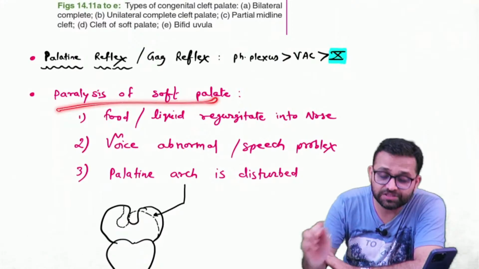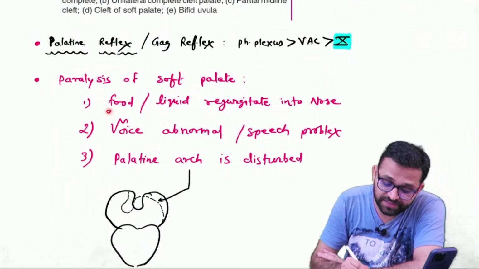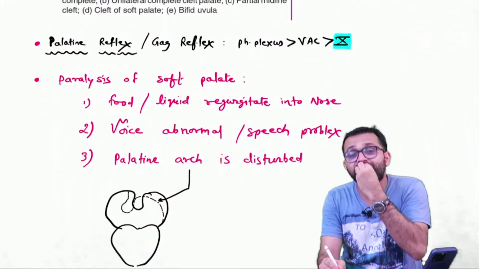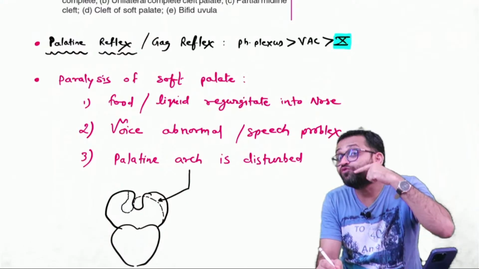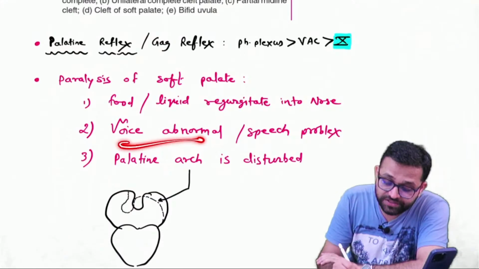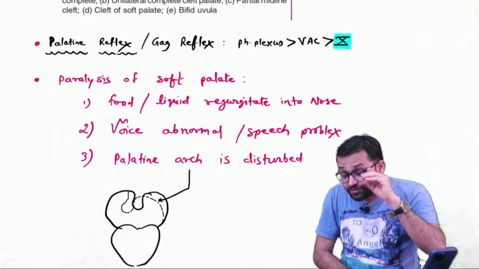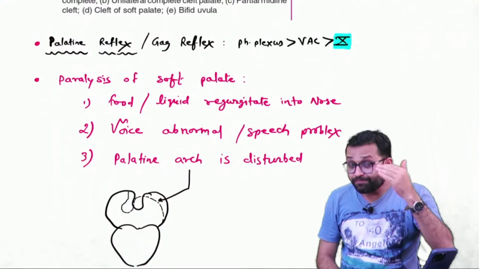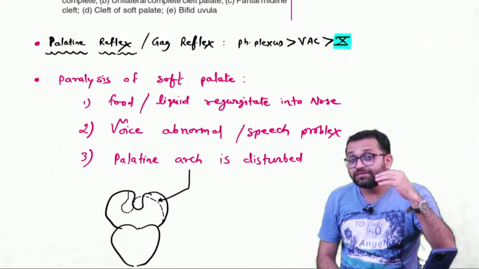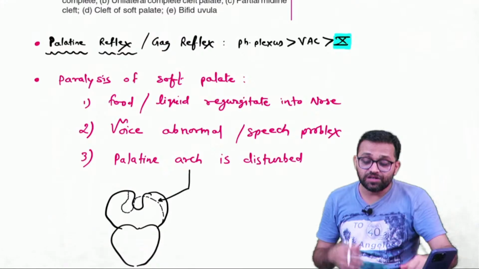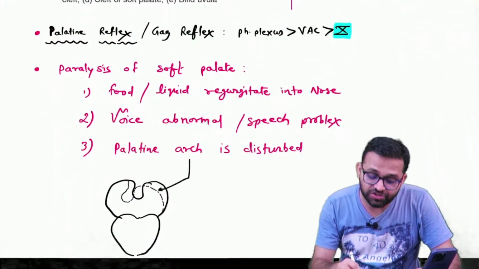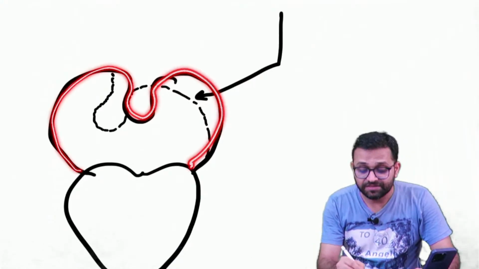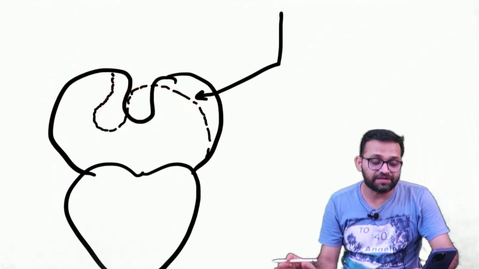Paralysis of the soft palate causes food or liquid regurgitation into the nose. We are eating the food, but if the soft palate is paralyzed, the food content will come into the nose. There is also abnormal voice and speech problem, because the palate participates in proper articulation of words. If there is palatal paralysis or cleft palate, there is no proper speech and the palatine arch is disturbed. This is the normal palate, but if one side is paralyzed, then there is deviation of the uvula and palate.